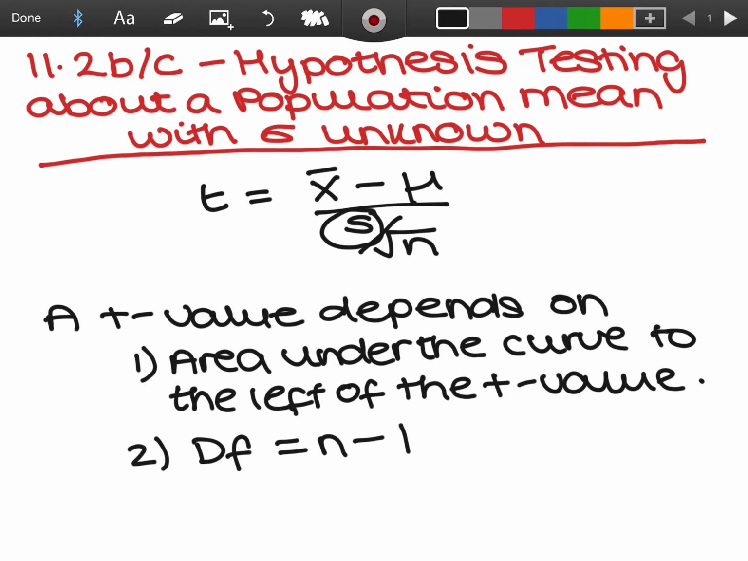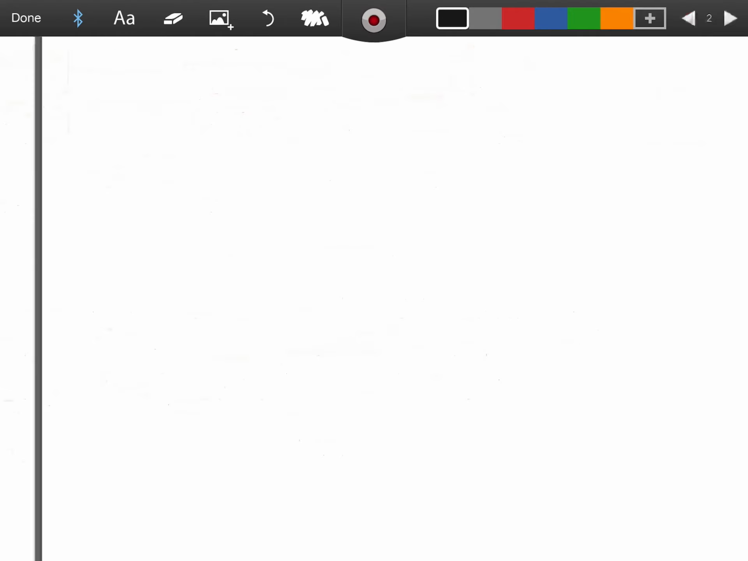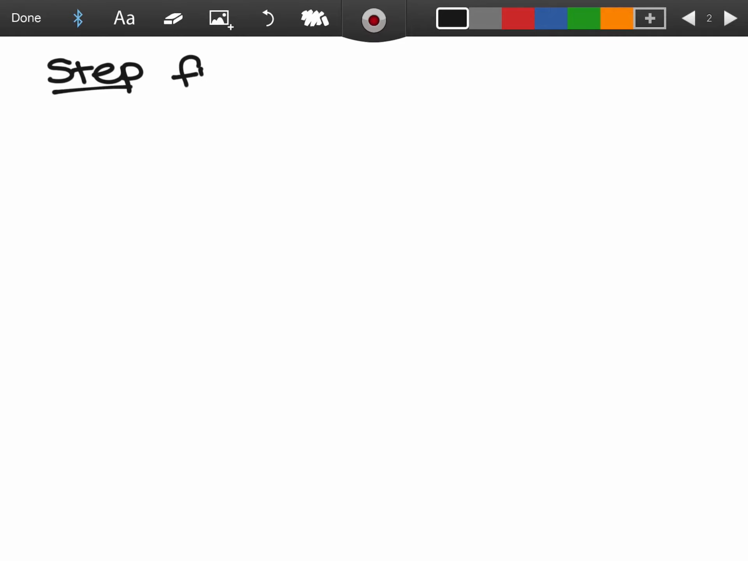Okay, so it's set up in very much the same way. The only difference is that we now have a sample standard deviation as opposed to a population standard deviation. We're going to go through the same steps that we did last time. It's just that our test statistic is now slightly different. So step 1 was to find our null and alternative hypotheses. We actually want to see what we're testing.